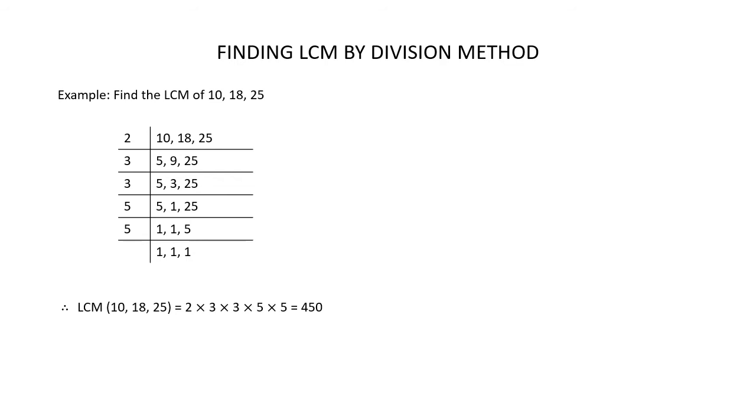Now the factors of 10, 18 and 25 are 2, 3, 3, 5 and 5. So the LCM of 10, 18 and 25 is the product of all these factors. That is 2 multiplied by 3 multiplied by 3 multiplied by 5 multiplied by 5, which is 450. So the LCM of 10, 18 and 25 is 450. Hope you understood this method.